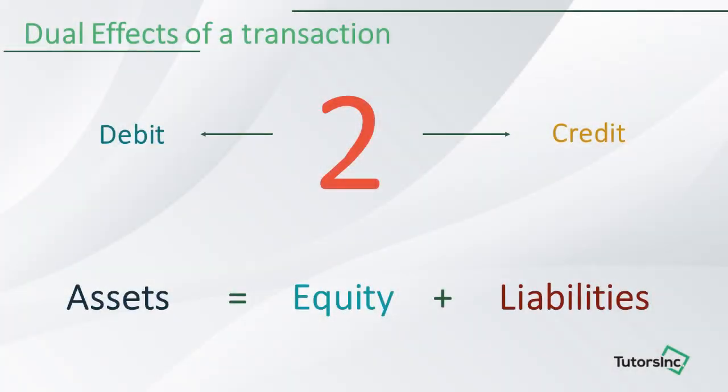Moving on to the next concept, the concept of debit and credit. This concept is very easy to understand. In accounting, every transaction has at least two effects, which means one single transaction affects the basic accounting equation at least twice. Hence, the equation remains balanced at all times. These two aspects are known as debit and credit.